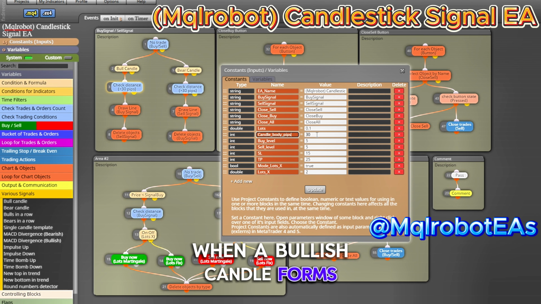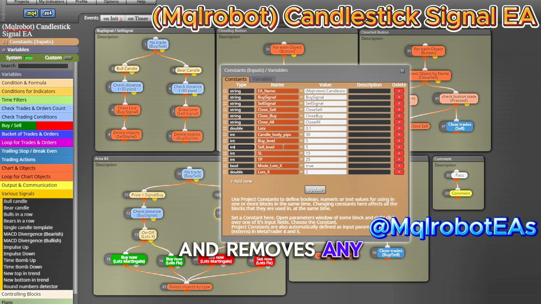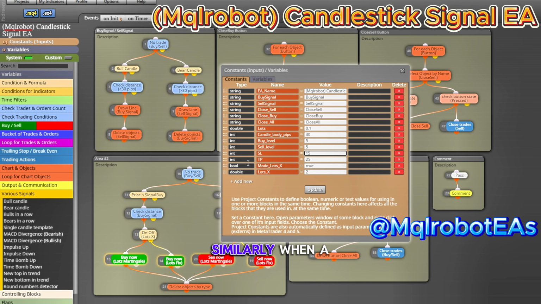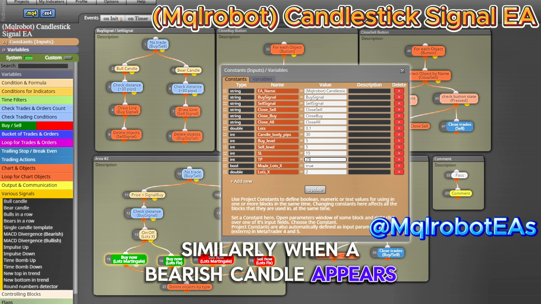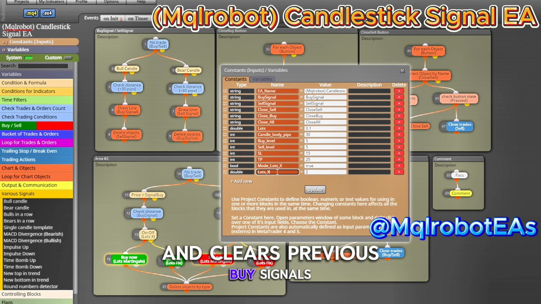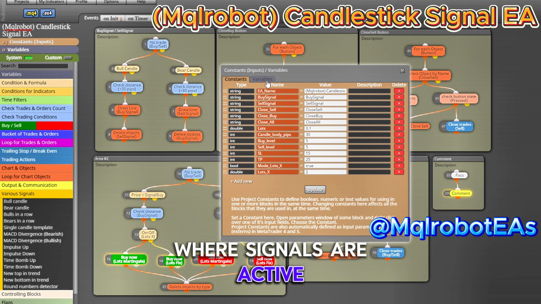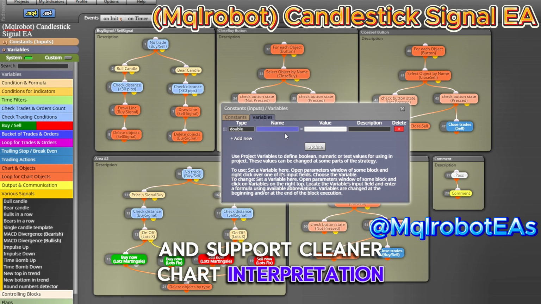When a bullish candle forms, the system draws a buy signal line on the chart and removes any previously drawn sell signals to avoid conflicting instructions. Similarly, when a bearish candle appears, the EA draws a sell signal line and clears previous buy signals. These visual elements help traders easily identify price zones where signals are active and support cleaner chart interpretation.